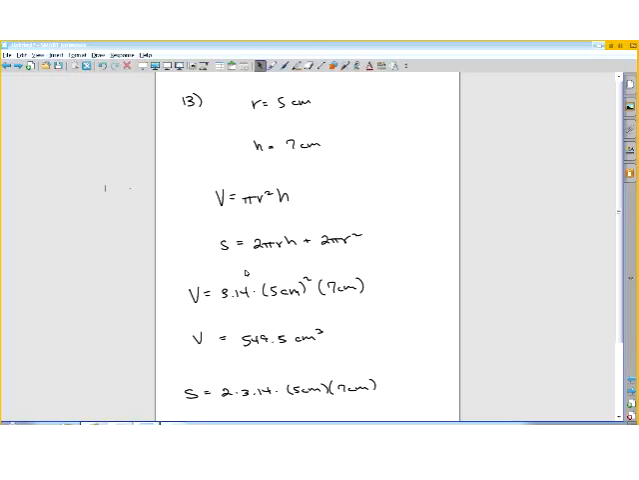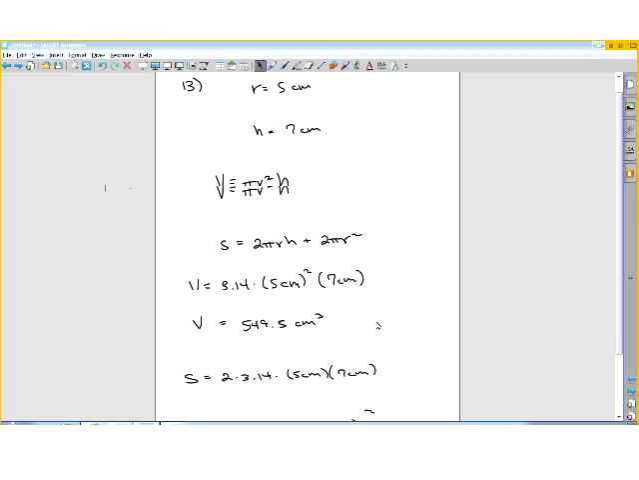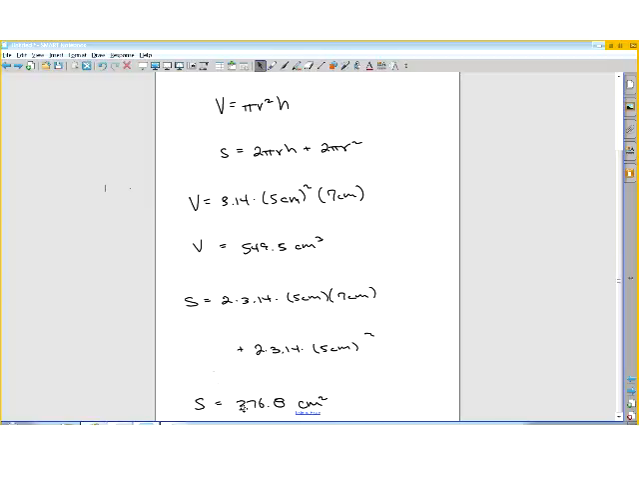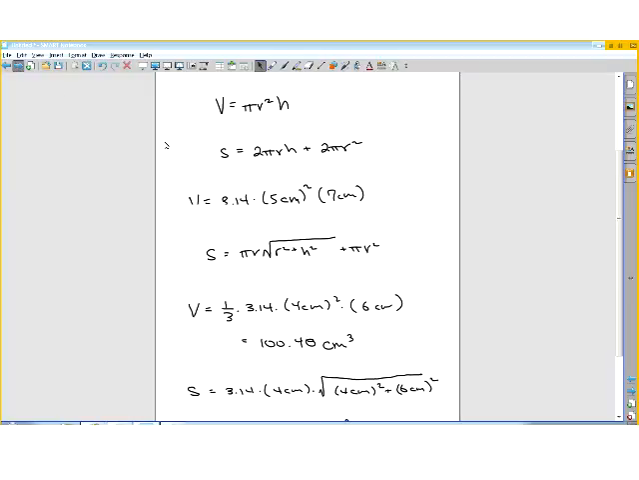But to get the volume, we just plug in the numbers. Pi r squared h. You get 549.5 centimeters cubed. The surface area is 2 times pi times r times h plus 2 times pi times r squared. Plug all that stuff in, you get 376.8 centimeters squared. Here we got 7 meters cubed.